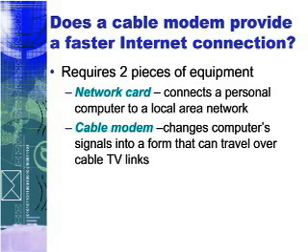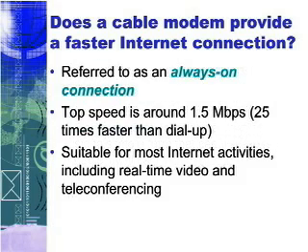Many of today's computers come equipped with a pre-installed network card. If not, one can be added for probably less than $50. A cable modem is a device that changes the computer's signals into a form that can travel over cable TV links. Cable modems can be installed by consumers or sometimes installed for a fee by the cable guy. Cable modem service is referred to as an always-on connection because your computer is, in effect, always connected to the internet. An always-on connection is convenient because you don't have to wait 30 to 40 seconds for the dial and answer sequence to be completed.